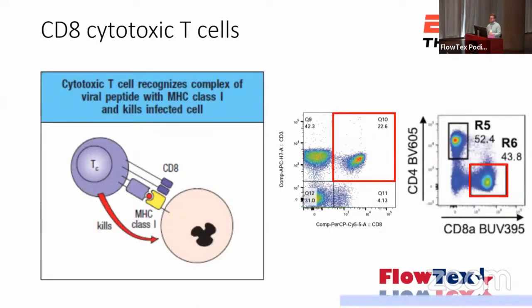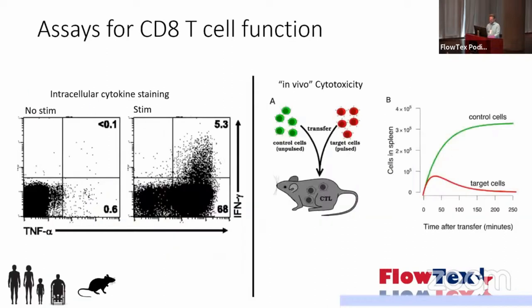Cytotoxic CD8 T cells, these are killer T cells. So much like an NK cell, once these cells engage MHC and peptide, they will go ahead and secrete various granulytic granules to kill the cell that they have just encountered.